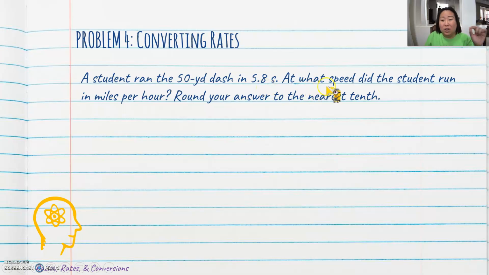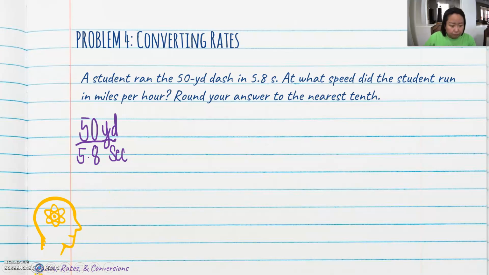Now the question is, what is that speed if the unit of measurement being used is miles per hour? For our answer here, we have to round it to the nearest tenth, so 1 decimal place, okay? So first thing, start with what we are given. We are given 50 yards in 5.8 seconds. So per 5.8 seconds. So yards is in the numerator, 5.8 seconds is going to be in the denominator, okay?